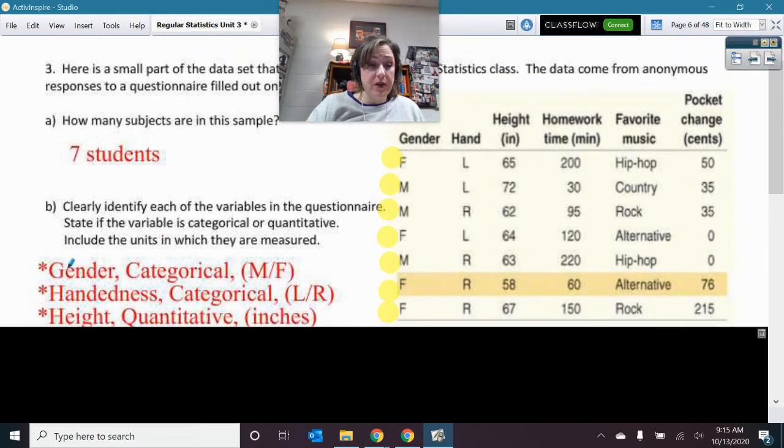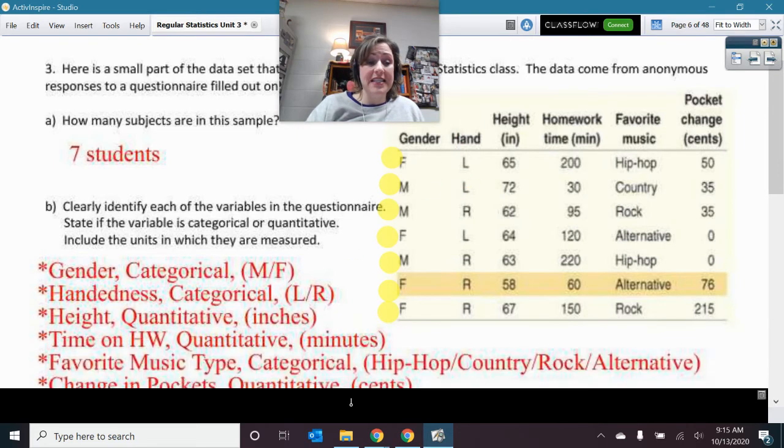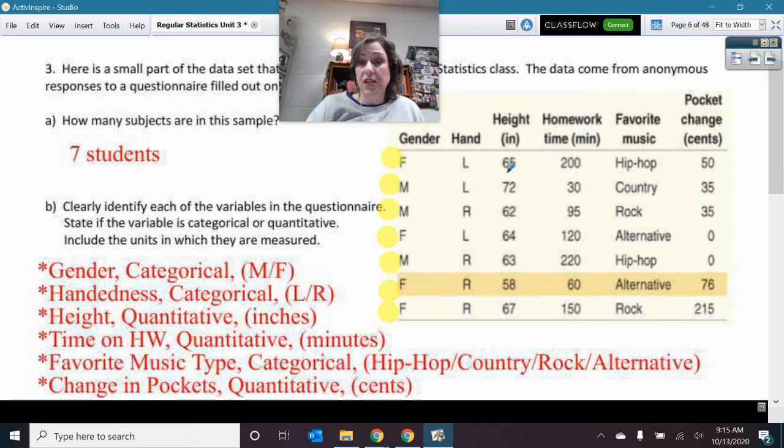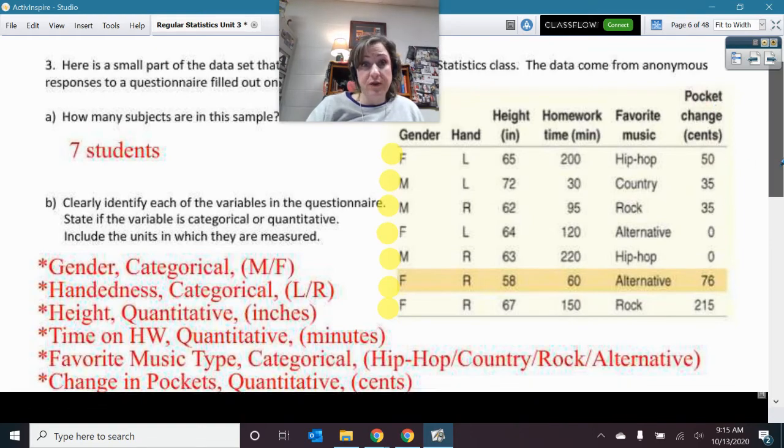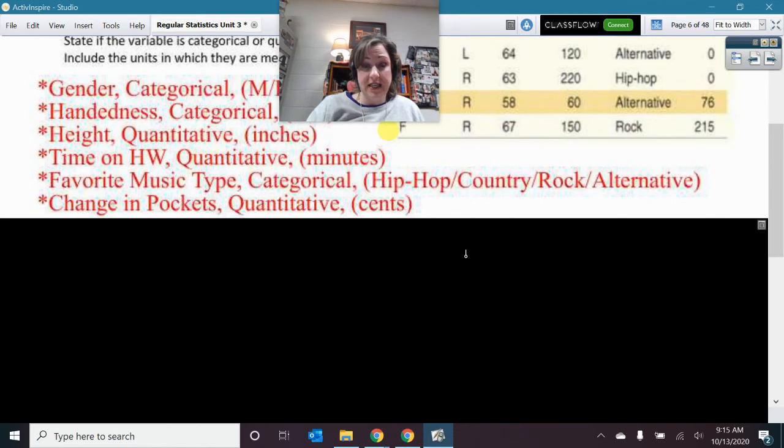Gender, of course, is categorical, and that was male or female. Handedness is categorical, and that's left or right. Height is a quantity, a numerical value in inches. Homework time was the next one. It was also quantity, in minutes. Favorite music is a category, and it had listed several different categories of favorite types of music. And then how much pocket change you had, that is a numerical value, so that was quantitative.